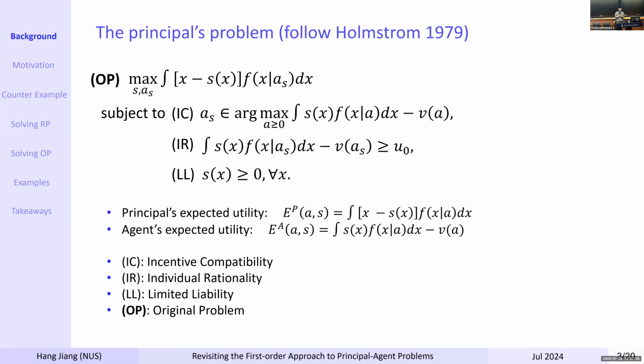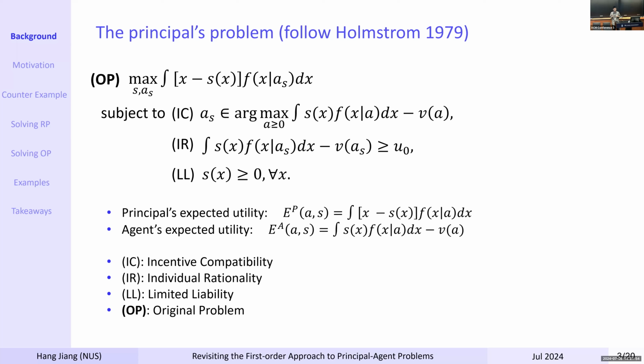Based on this model setting, we can formulate the principal-agent problem as this program. We use OP, the original problem. In this problem, the principal selects a contract S to incentivize the agent to choose an ideal effort a(S), subject to three constraints: IC, IR and LL, which are incentive compatibility, individual rationality, and limited liability respectively.